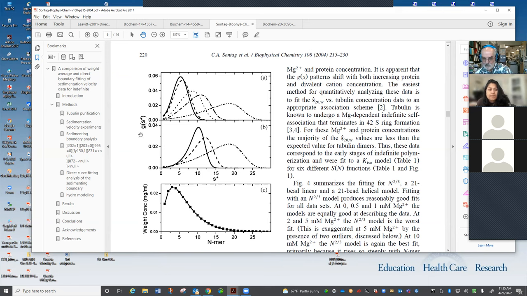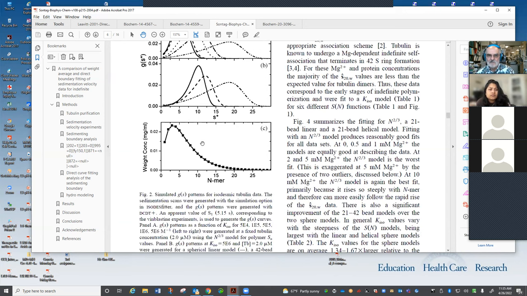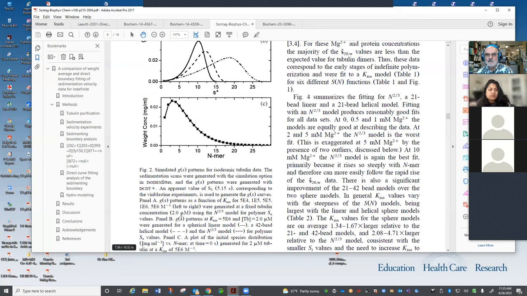The software that we use to develop this is something called DCDT, and it creates a distribution. It essentially creates what the Schlieren optics produce for you, except it's really plotting the concentrations of all the species. And as you get to bigger and bigger oligomers, you get this sort of skewed peak that forms at various sizes, okay? And so the legend will explain what's going on here.